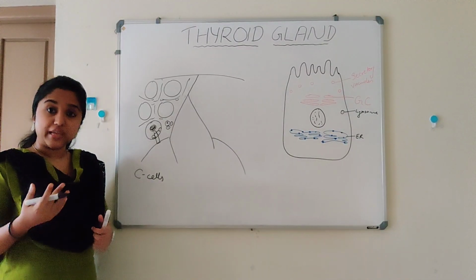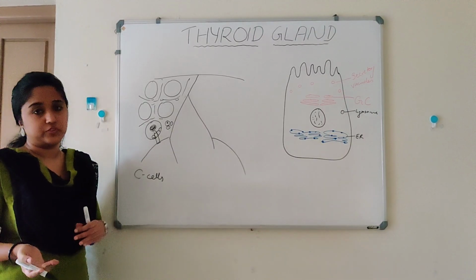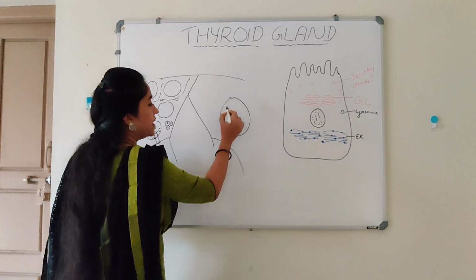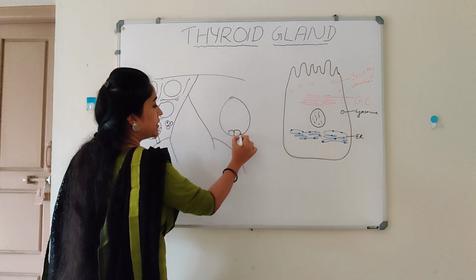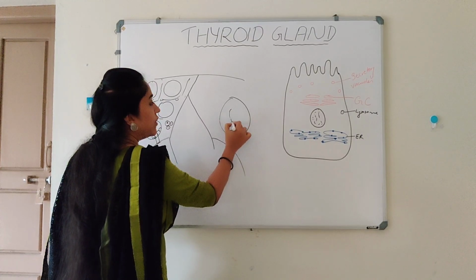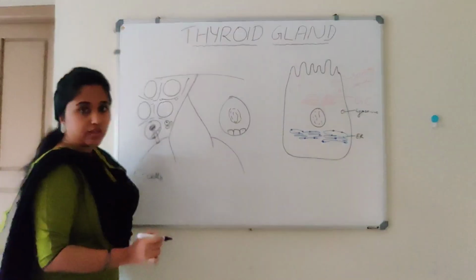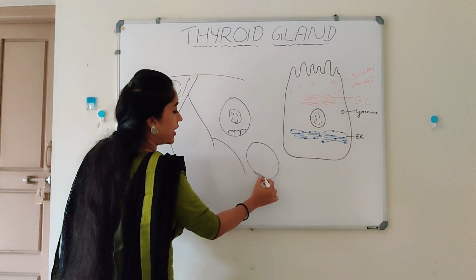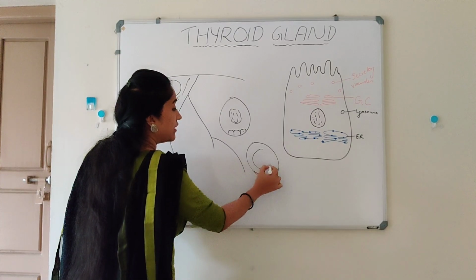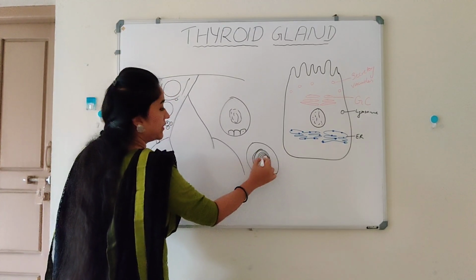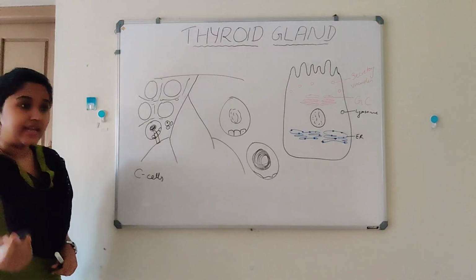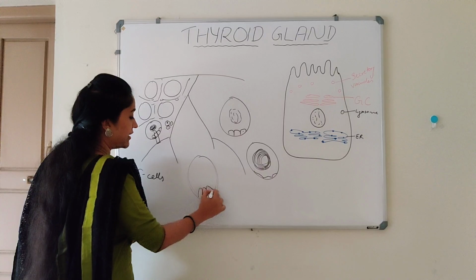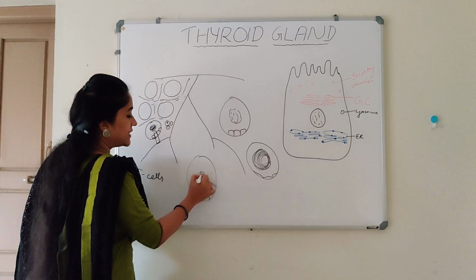The follicular cells vary in shape depending upon the activity of the thyroid gland. In a moderately active gland, the follicular cell is cuboidal in shape with a moderate amount of colloid. Whereas in an inactive gland, the follicular cell is squamous in shape with a larger amount of colloid. Whereas in a highly active gland, it is columnar in shape with a scanty amount of colloid.